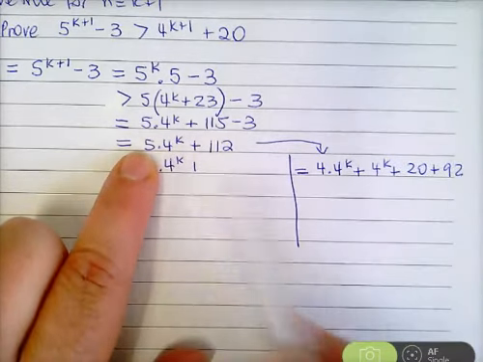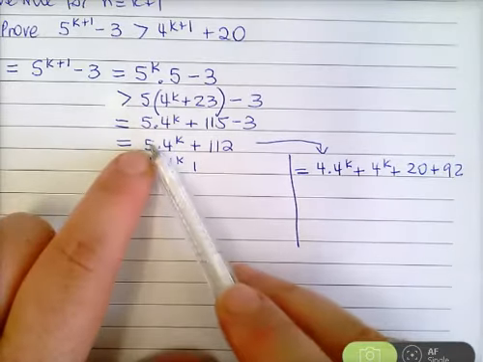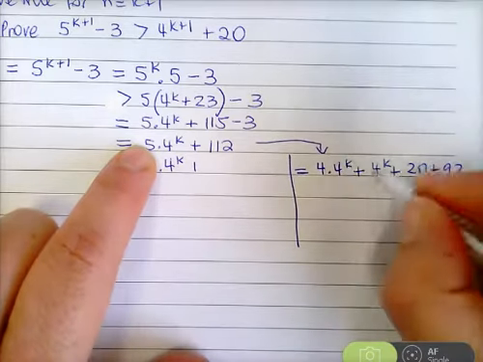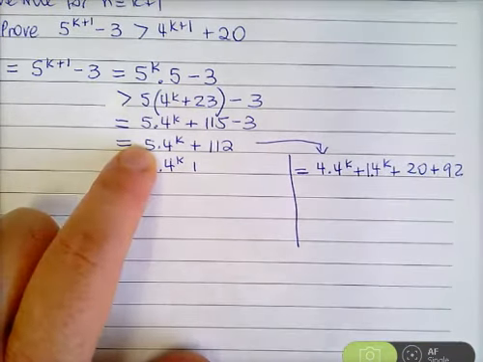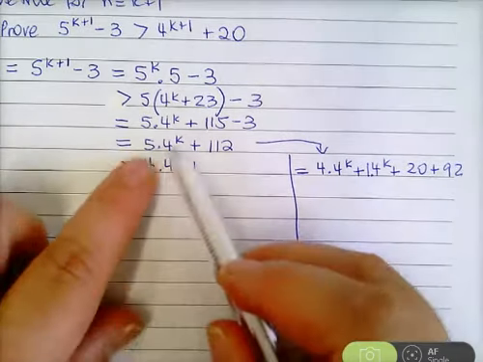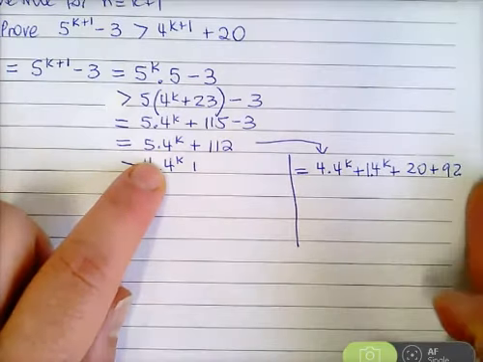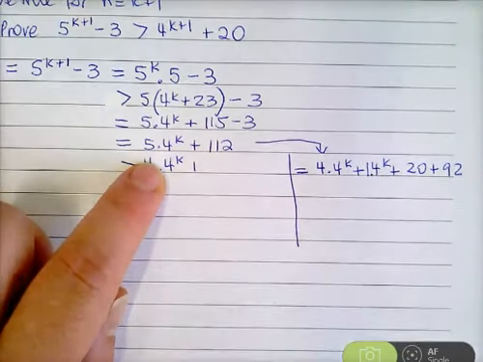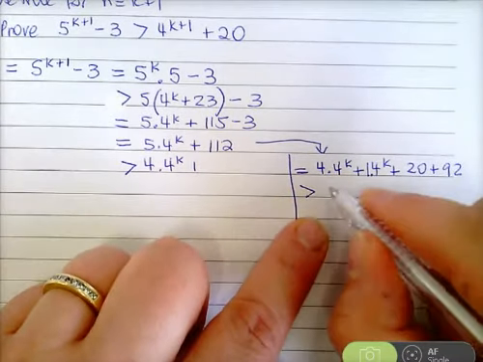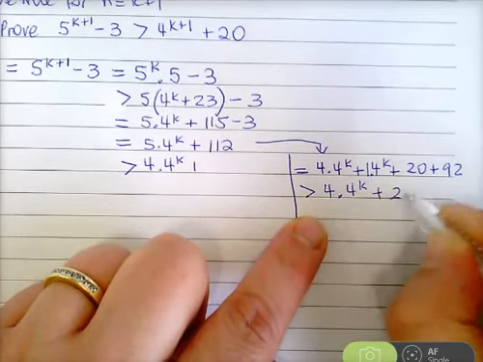I think we're going to go with this other method from now on. 5 times 4 to the power of k is the same as 4 times 4 to the k plus 1 times 4 to the k. It's like me saying 5x is 4x plus 1x. 5 lots of that equals 4 lots of that plus 1 lot of that. Now, I know you're finding this difficult, so I think this is the last time we're going to do that. Isn't that what I've written there? Greater than 4 times 4 to the k plus 20.